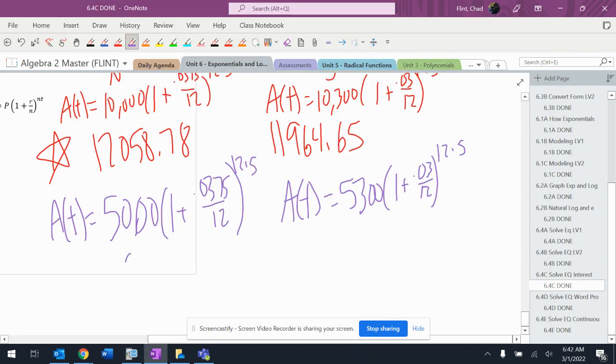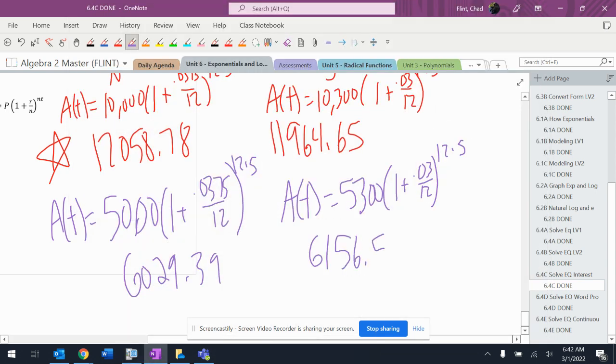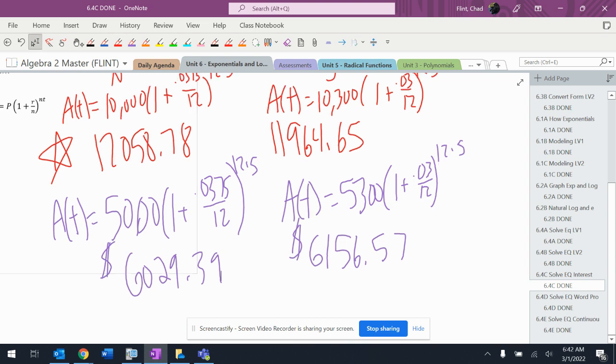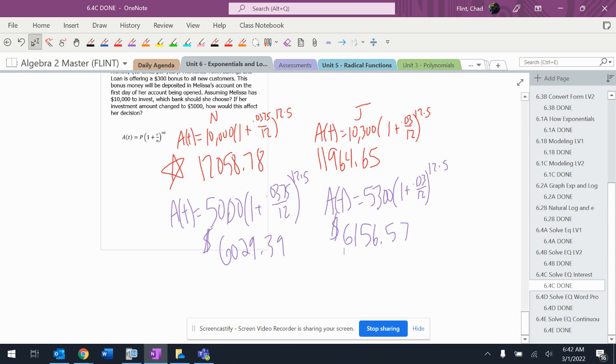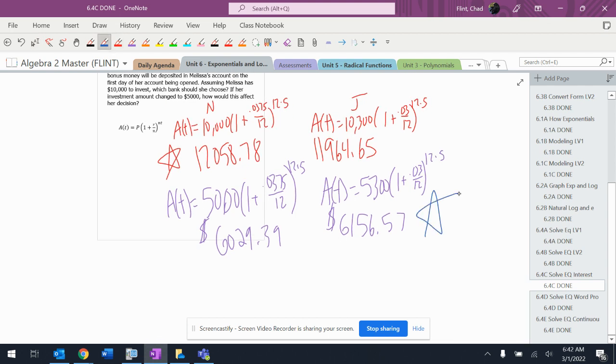So that's what I thought. So $6,029.39 and 6,156.96, a difference of $256.57. All right, so because we're working with percentages, the $300, while it's the same amount of increase dollar-wise, it's not the same amount of increase percent-wise, which has a big effect on something like this when I'm figuring out which one to do.